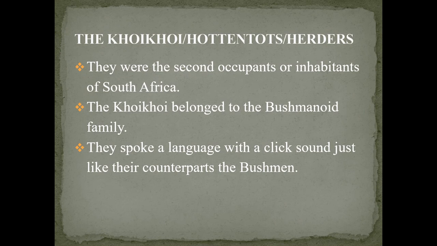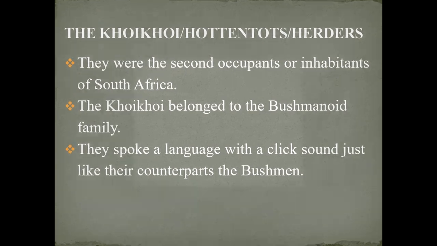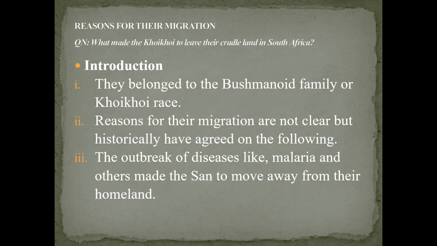The Khoikhoi were the second occupants or inhabitants of South Africa. Remember, for the San we said they were the first. So the Khoikhoi followed the San, and both belong to the same family, the Bushmanoid family. They were people who used to live in the bush, and they also had a clicking sound in their language, like their counterparts, the Bushmen.